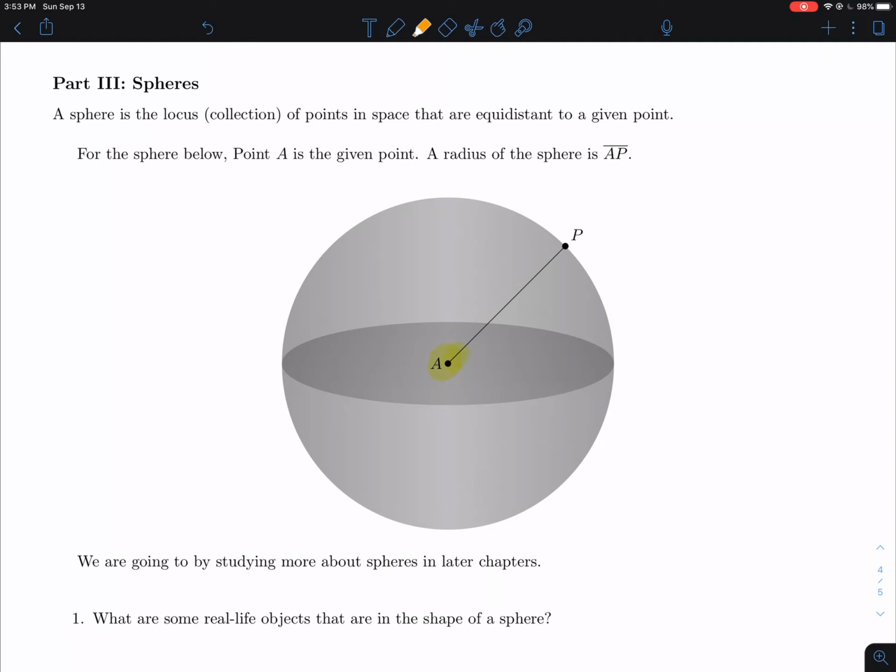In this case, I've drawn an example of one radius, so point P lives on the outside of the sphere. And just like a circle, a sphere has radii and things like that.